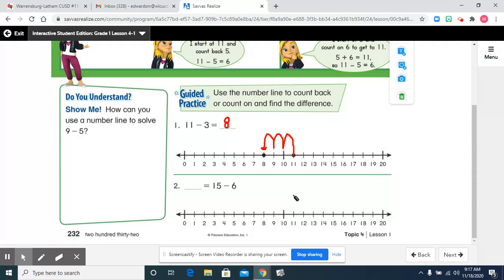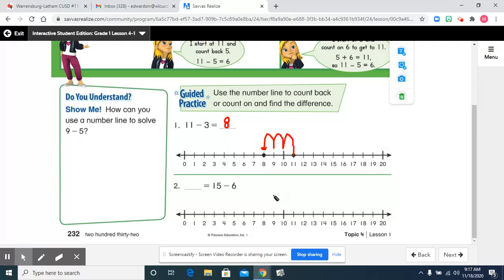Okay, try number 2 on your own, and then we will go through it. If you notice, though, they put the equal sign on the other side of the equation. So just do it like normal, but the answer just goes on the other side. Okay, number 2, 15 minus 6 equals blank.